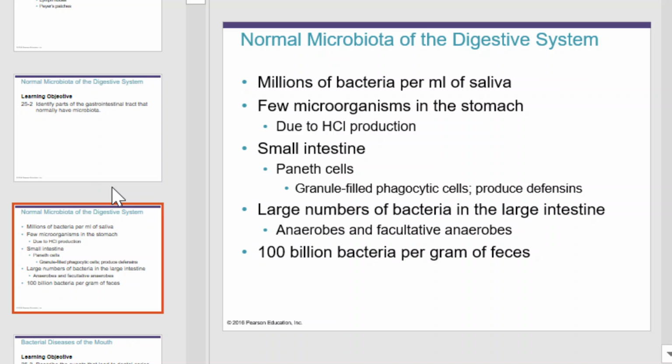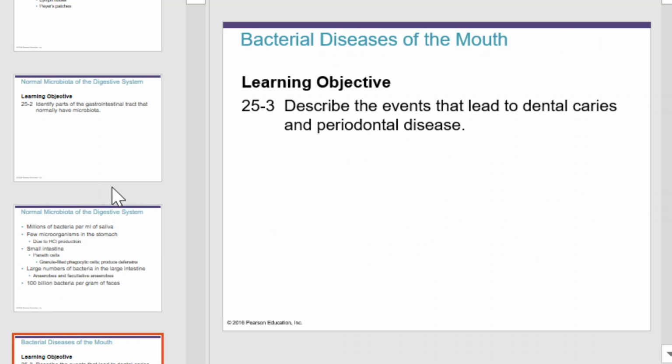The majority of the microbial life found in your digestive system can be found in the large intestine. The large intestine supports the growth of anaerobes and facultative anaerobes. You can find upwards of 100 billion bacteria per gram of fecal matter.